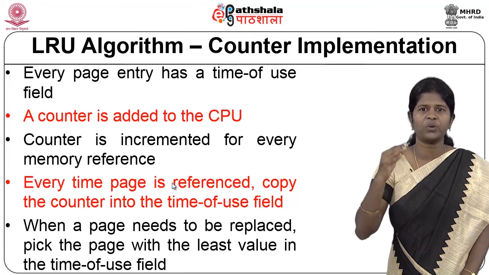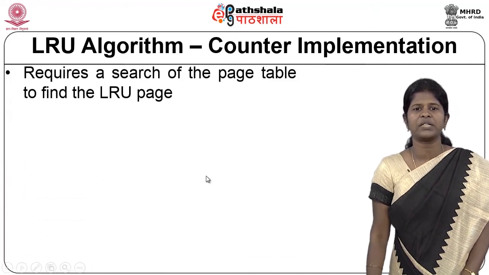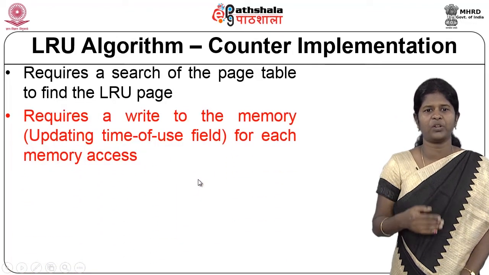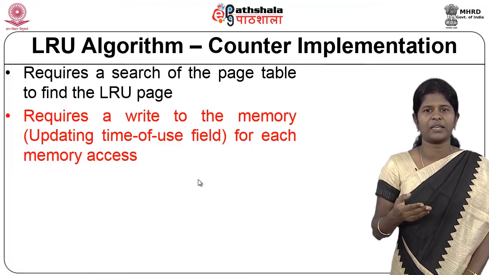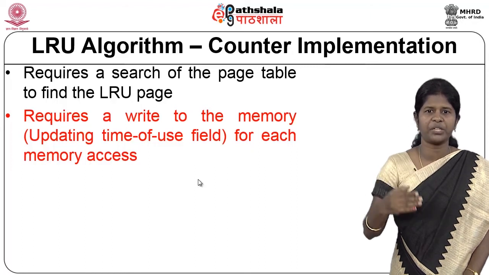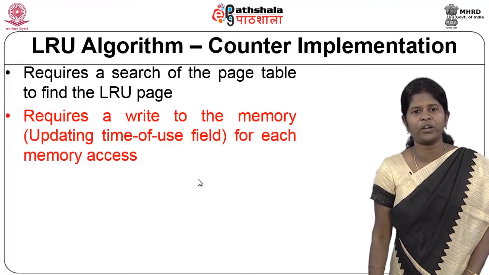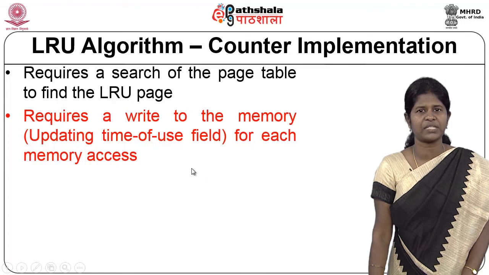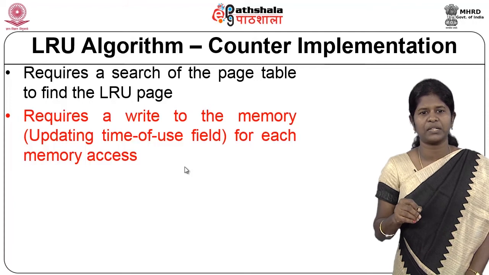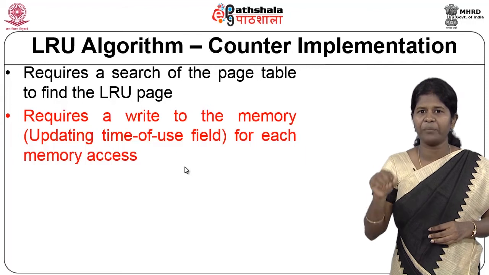So you need to look for the page which has the least value for this time of use field. When you are looking for the page with the least time of use value, you need to search the page table, and that requires some amount of time. Another overhead in this implementation is that you need to write to the memory for each memory access. That is, whenever there is a memory access to a particular page, you need to update the time of use field.